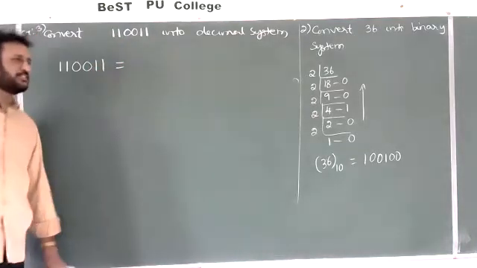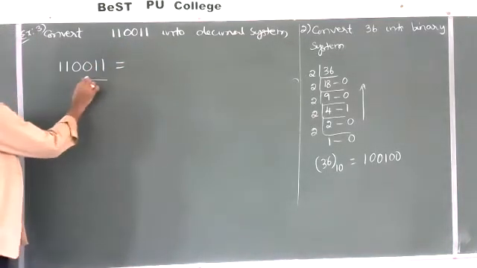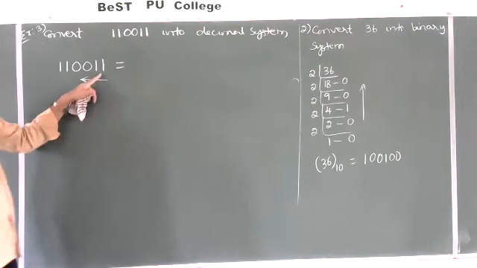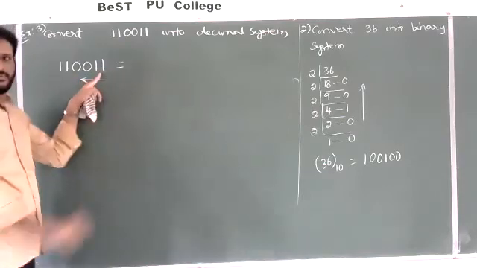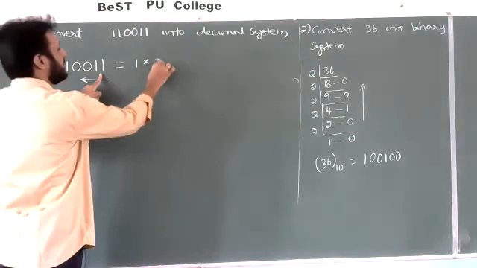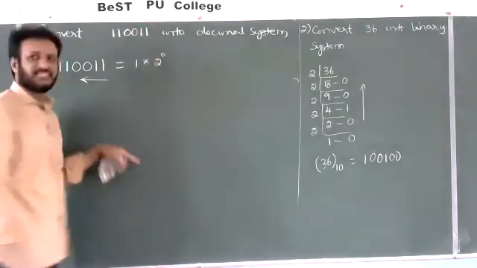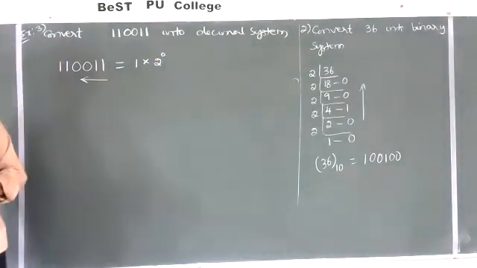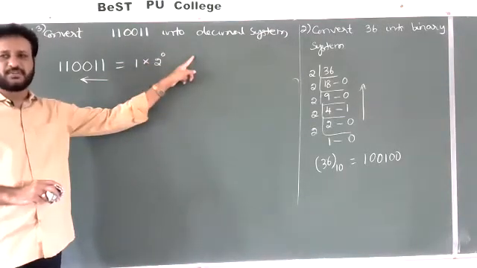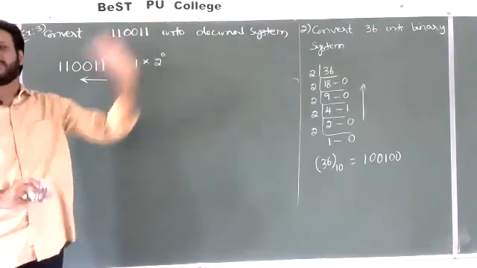What we have to do is come from right to left. Right to left means how to multiply: first take the last digit, 1. 1 into 2 to the power of 0. Each and every digit you have to multiply with 2. First digit 2 power 0, second 2 power 1, 2 power 2, 2 power 3 and so on.